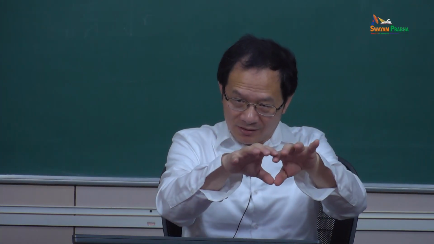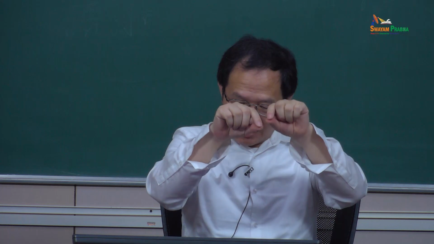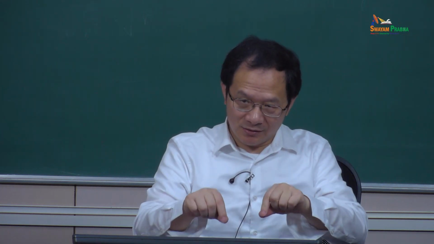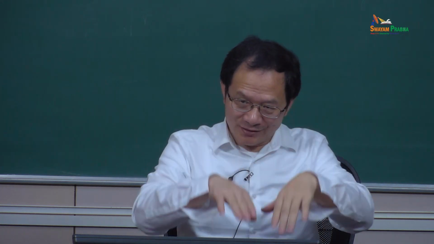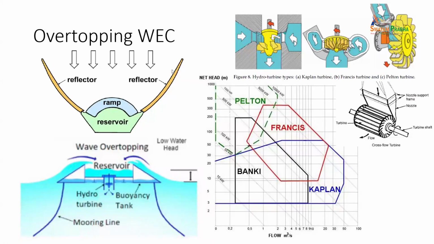This is overtopping. In overtopping, you accumulate water there, and the energy is just delta H times how much mass goes down at what kind of rate. Is this clear? Right. So anyway, this figure shows how to choose a turbine, right? And basically, this is very popular for the traditional hydropower.